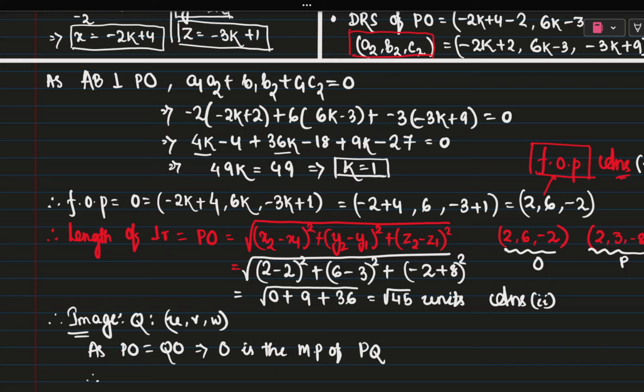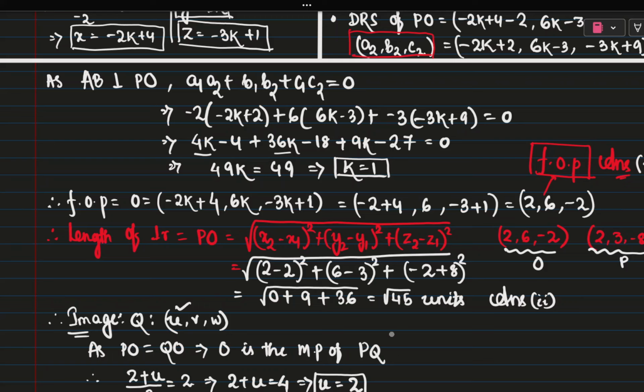So I can say, and this is your Q point. So I have the midpoint with us. So we can say (2 plus u) divided by 2, that will become the x coordinate, that will become 2, and hence your 4 plus u will become 2 times 4, and that defines u equal to 4 minus 2, which will be 2. The first coordinate will be 2.